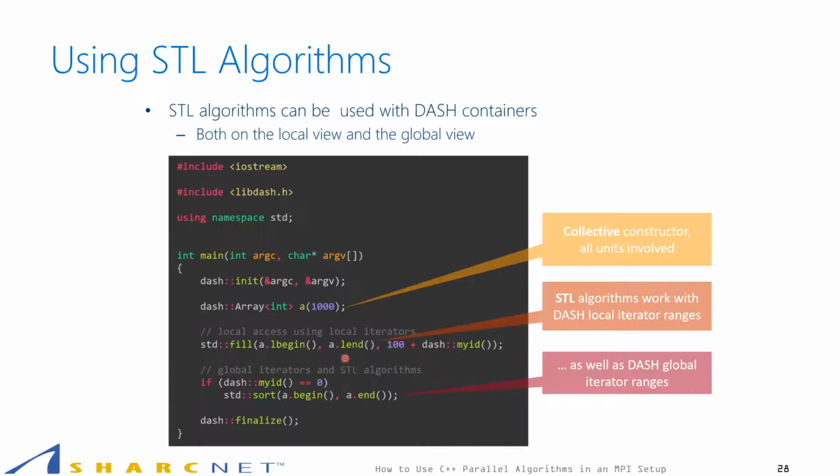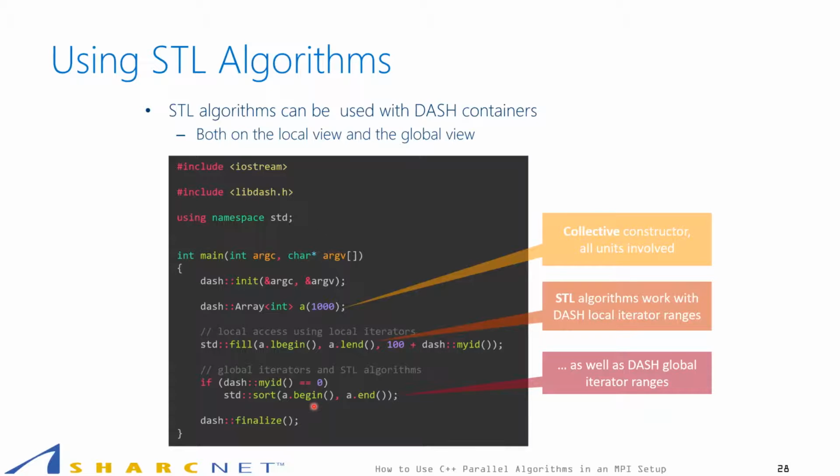But for some other algorithms, for example sort, you can't do it simply like that, because sort needs to work between the units. The standard sort provided by STL doesn't support that. So if you want to sort the whole Dash array, you have to do it using only one unit. For example, we used unit 0 here to do the sort.